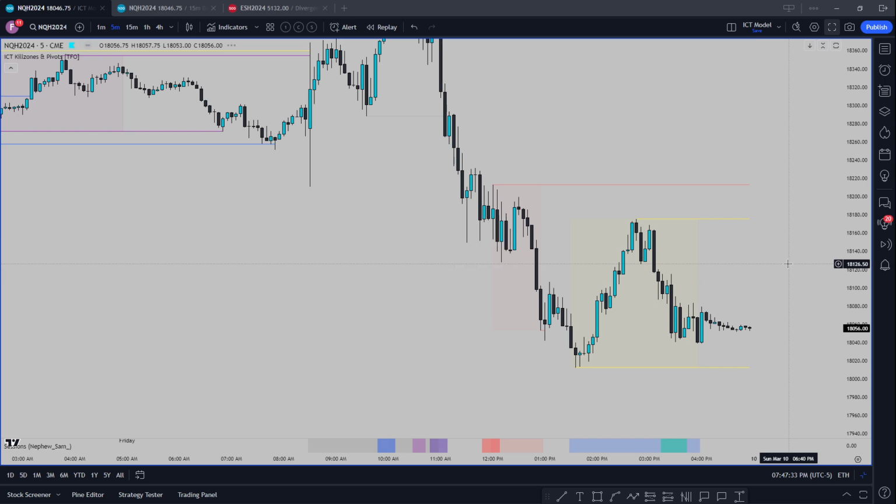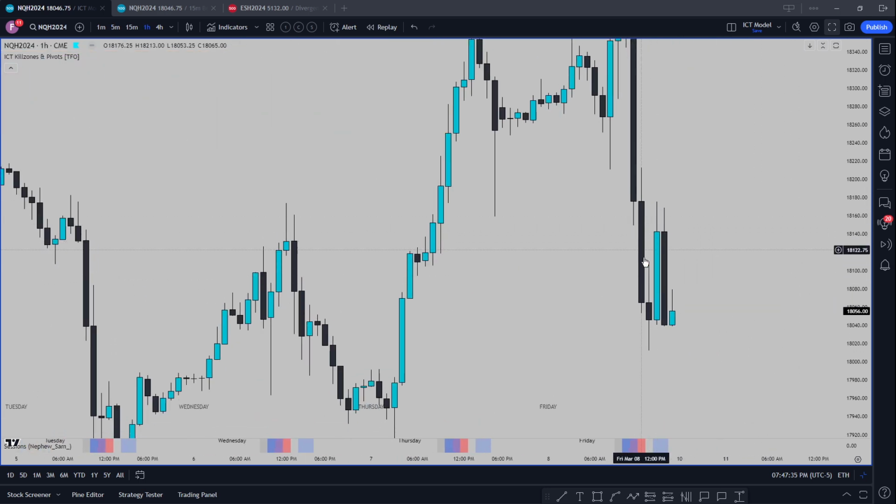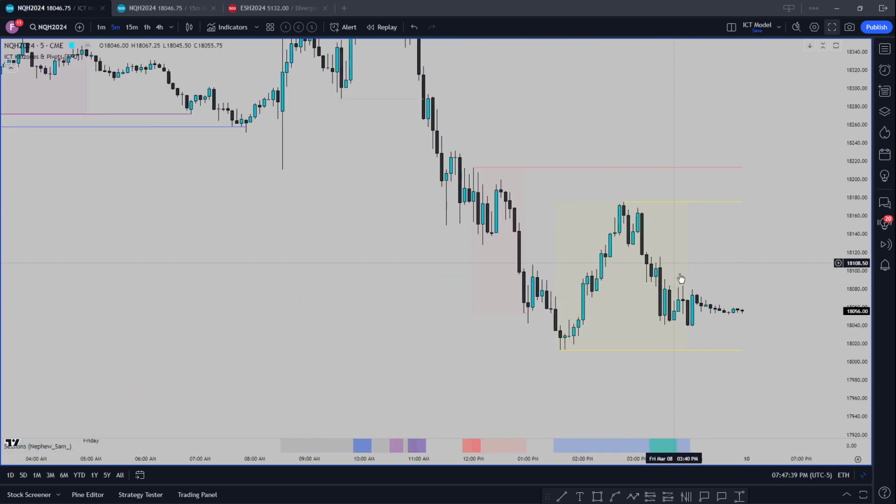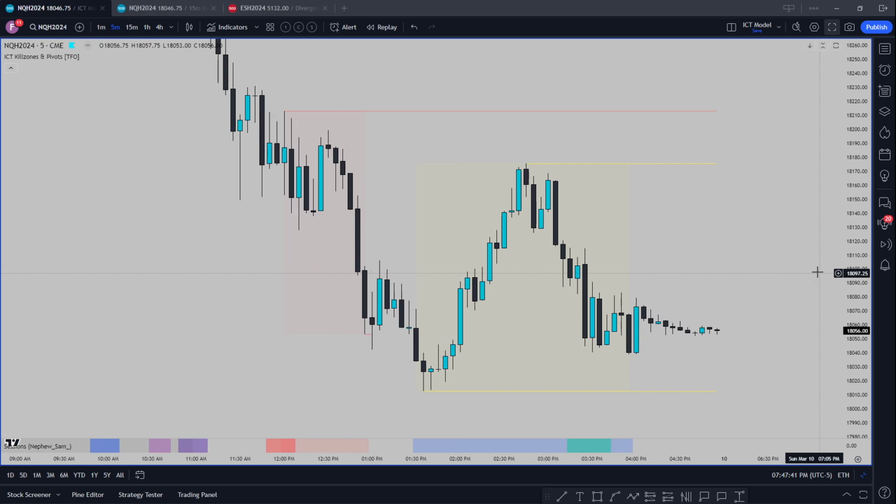Here's another example right here, right? Got the hourly fair value gap, trades into it, 5 minute MXM during a time window. That plus profiling is my whole model, I feel like.